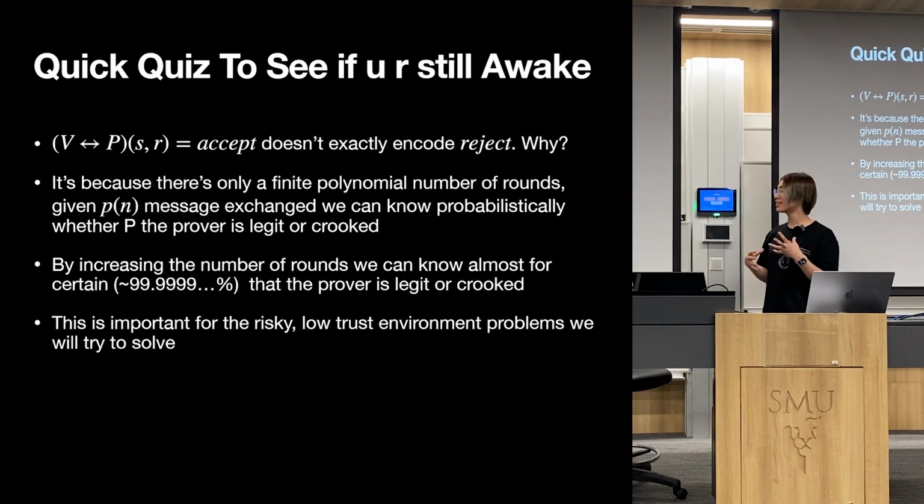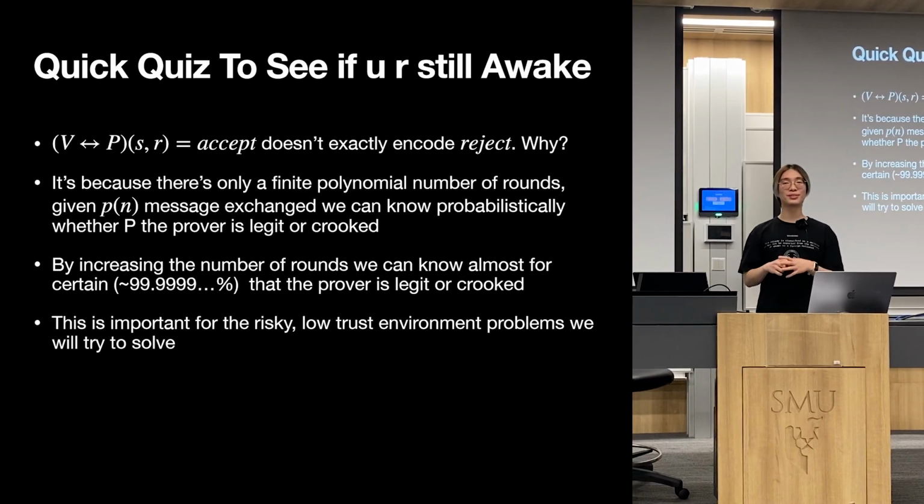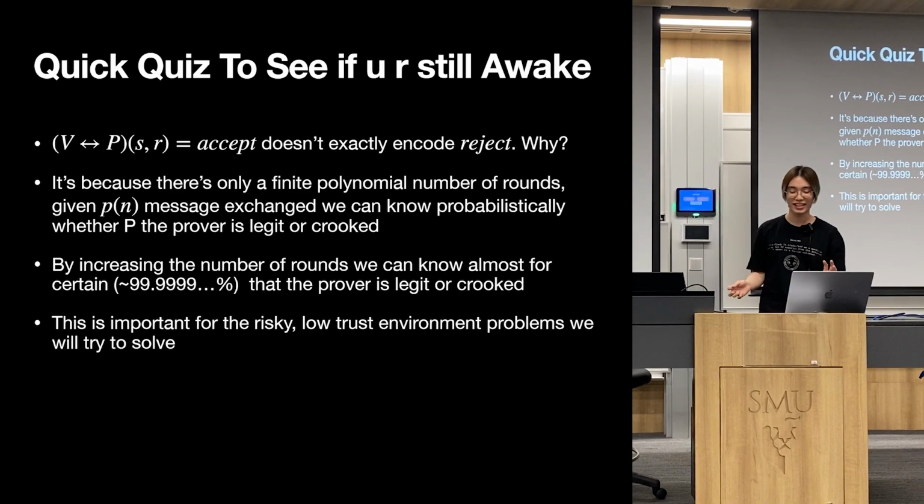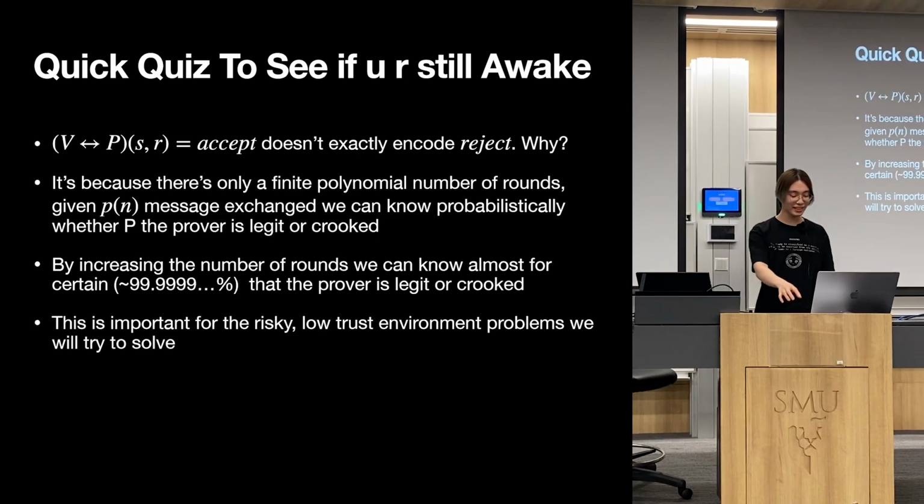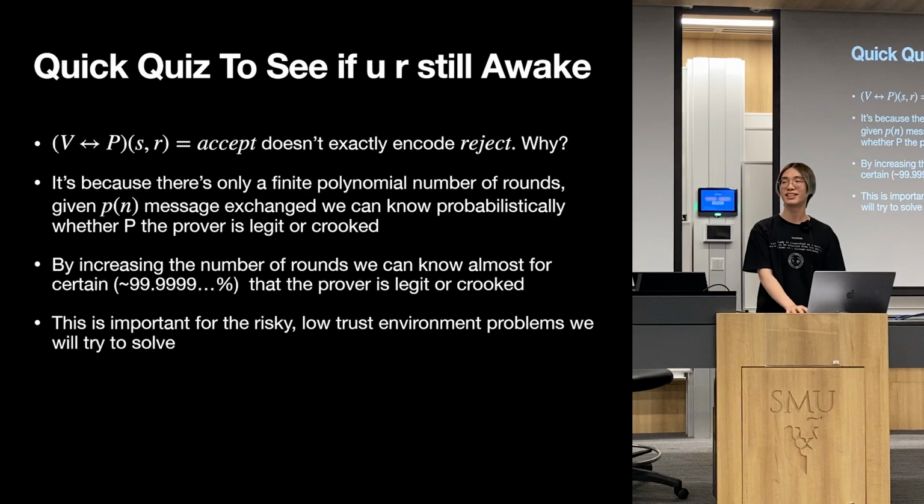Okay, so in order to get a valid answer, you kind of have to repeat the rounds many times. And so you want to do it as many times as possible to know for certain whether the prover is legit or crooked. So in computational complexity, we only deal with 2 out of 3, but in practice, we need it to be quite certain.